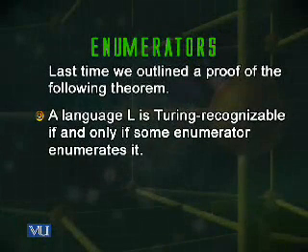Last time we said that enumerators enumerate exactly those languages which are recognized by Turing machines. Let's look at that theorem. A language L is Turing recognizable if and only if some enumerator enumerates it. So we have two things to prove in this theorem.